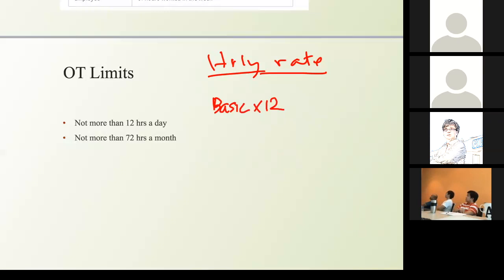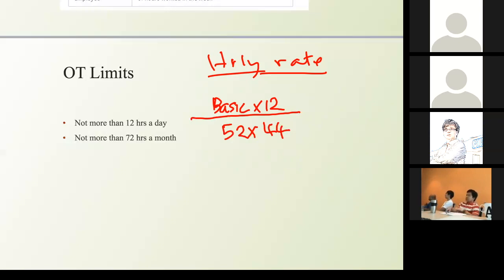What else? So how many weeks a year? 52. How many hours a week? 44. Of course, some companies do 42, so you have to adjust. So this is the formula dictated by the Employment Act. There's no other way to calculate it.